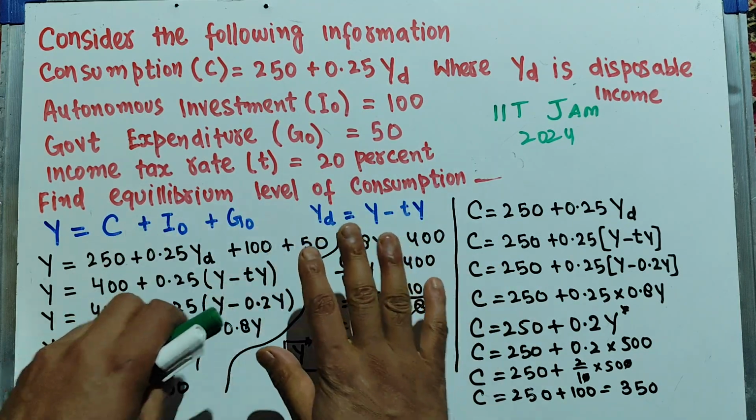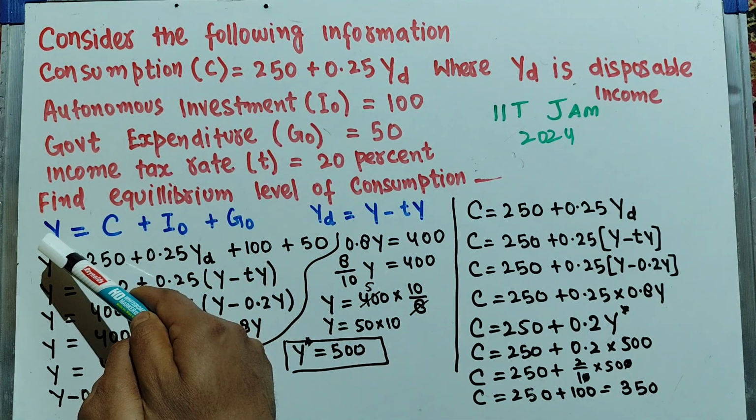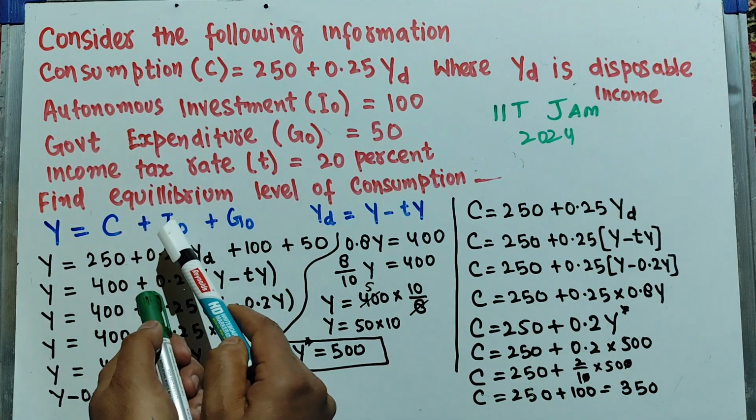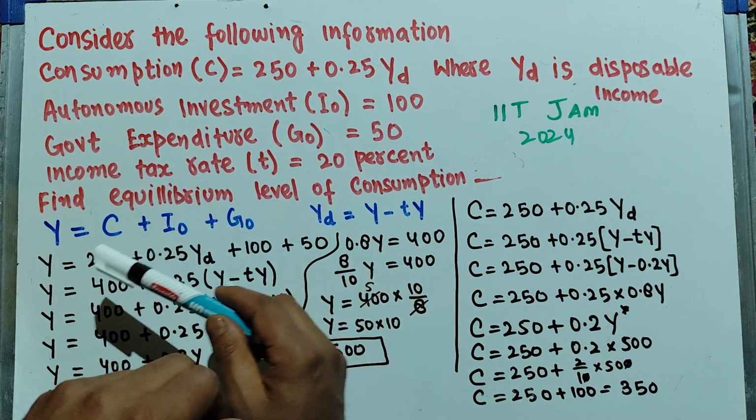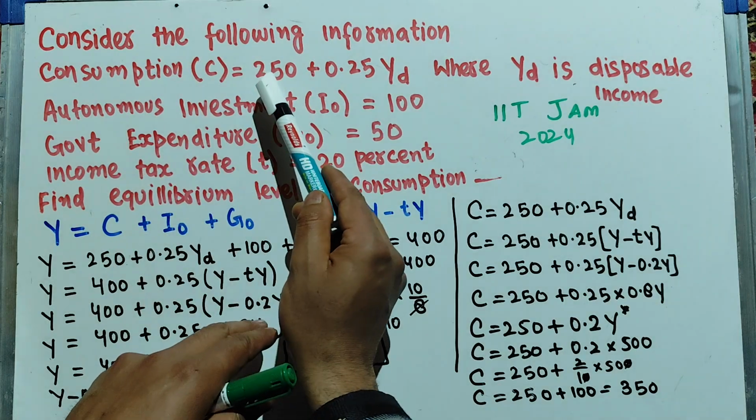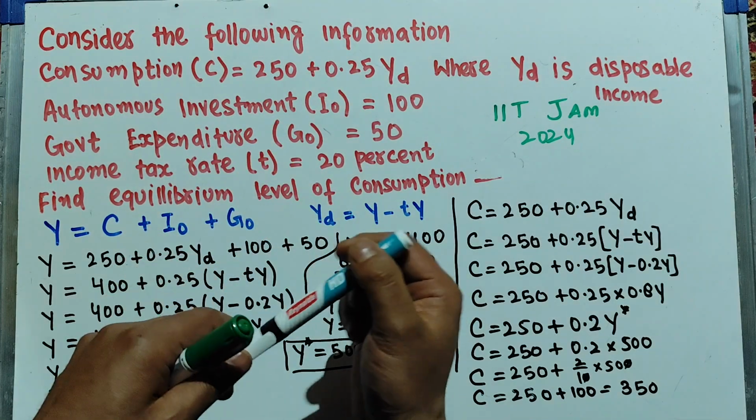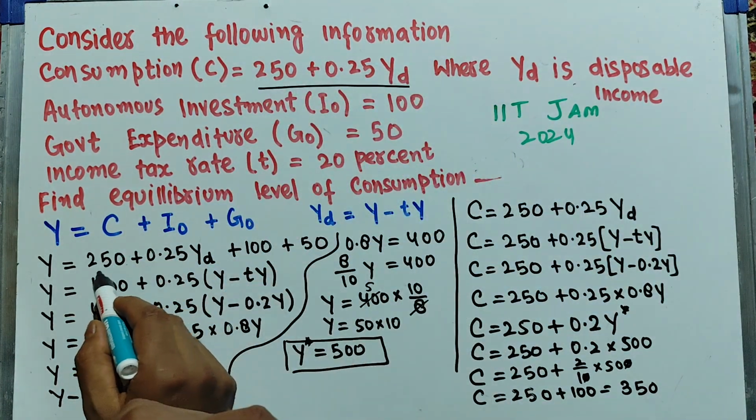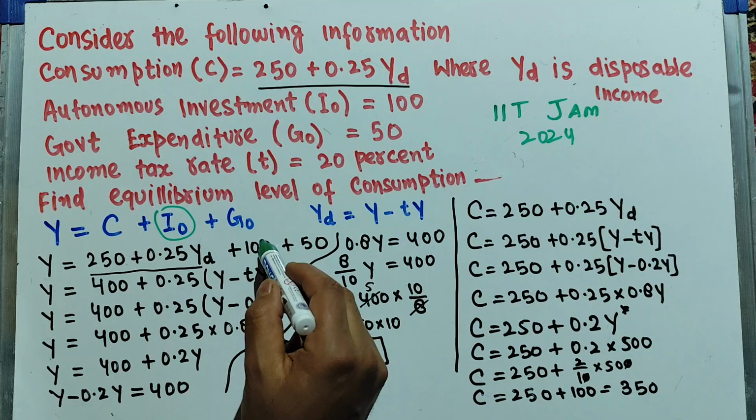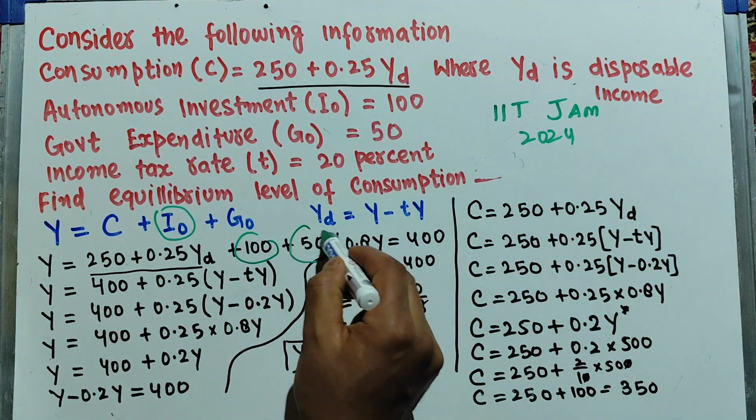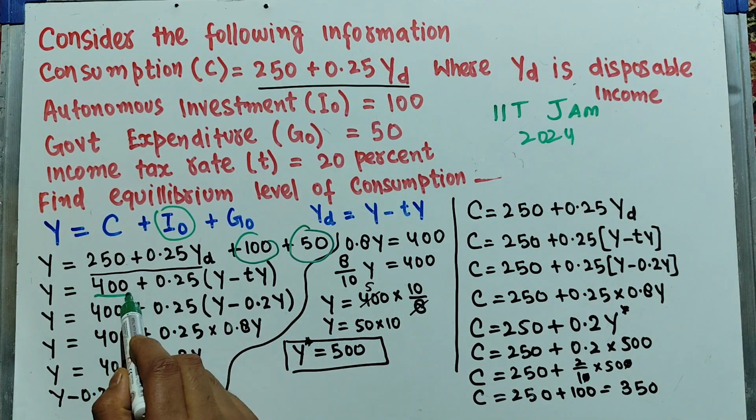Okay, so first thing we know when we solve this question, we know that our total national income will be equal to the consumption expenditure plus investment expenditure plus government spending. That means Y will be equal to, so consumption function is given as 250 plus 0.25 Y subscript D. So we write the given consumption function here. After that, investment is autonomous, that we write here, which is 100, and government expenditure is 50. Then when we add 250, 100 and 50, it sums out to be 400.